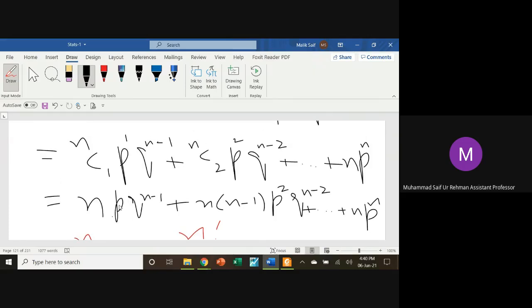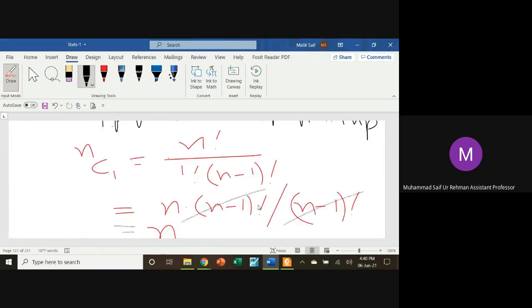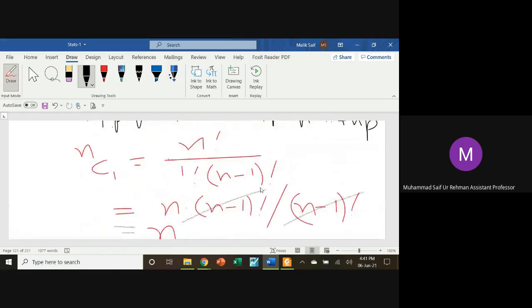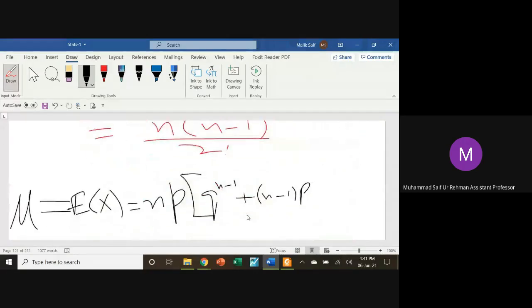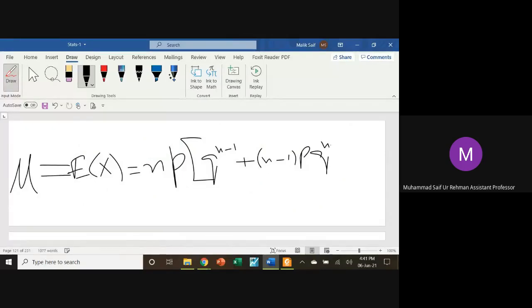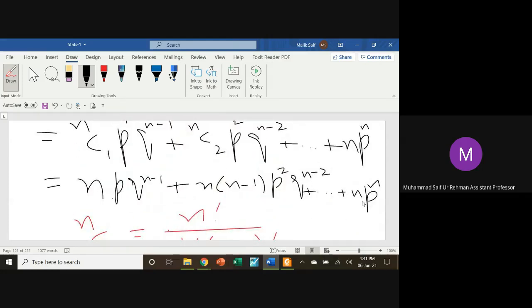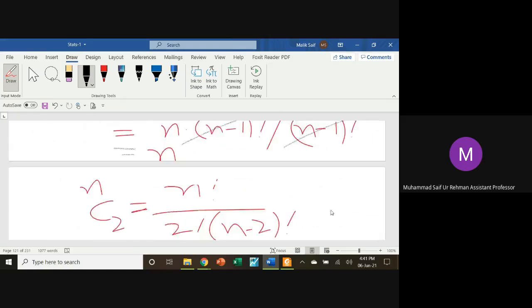NP is out, so you will remain with what? Here NP out, NP out. So P's 1 power will remain over there, and n minus 1 will be there. So n minus 1p, and q power n minus 2. Fine. And so on up to the final term, which will be npn. N is out, 1p is out, so you remain with p power n minus 1.